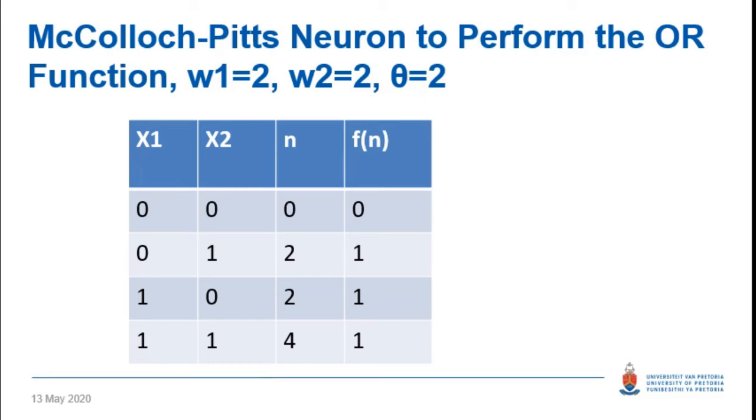The third data instance, same thing. Here you've got x1 equal to 1, so it's 1 times 2 plus 0 times 2, which will give you an n value of 2. And once you apply the activation, this 2 is equal to theta, so you get an output of 1. And lastly, both your input values are 1, so that's 1 times 2 plus 1 times 2, which is going to give you an n value of 4. And if you apply the activation function, 4 is greater than theta, so you're going to get an output of 1. So we've now manually trained the neural network.